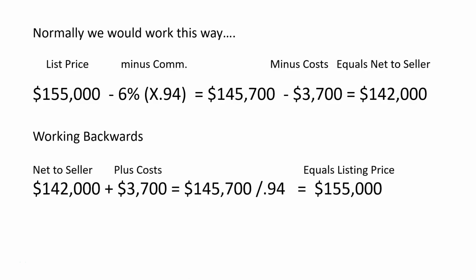Now, in the case of a net listing, we know that we want the $142,000, so we have to work backwards. In this particular case, we get the $142,000. We add in the $3,700, which gives us the total net, including the closing costs, and that represents 94% of the listing price. So we get to $145,700, we divide it by 0.94, or divide it by 94%, and we come back to the original listing price of $155,000, and that's what we would recommend to the seller.